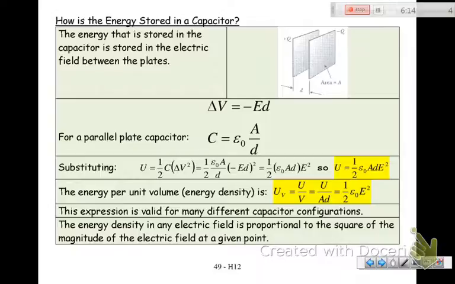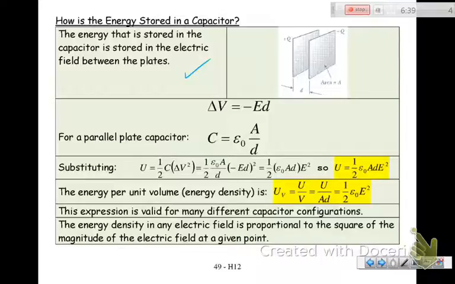Yeah, last little bit. So, if I want to store 10 joules of energy, how big a capacitor do I need? Well, we can figure that out. We can figure out how much energy is stored per volume. So what we say is energy that is stored in the capacitor is stored as electric field between the plates.